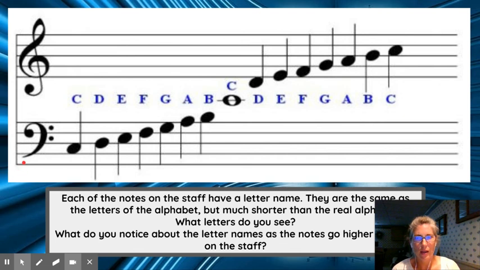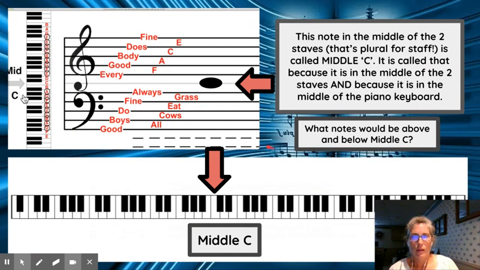So if you're wondering why G and A seem to be next to each other, remember, if we start the alphabet on A and we go up to G, we recycle the letters again. A, B, C. A way to shorten this is to use an acronym to help remember the names of the line notes and the space notes.